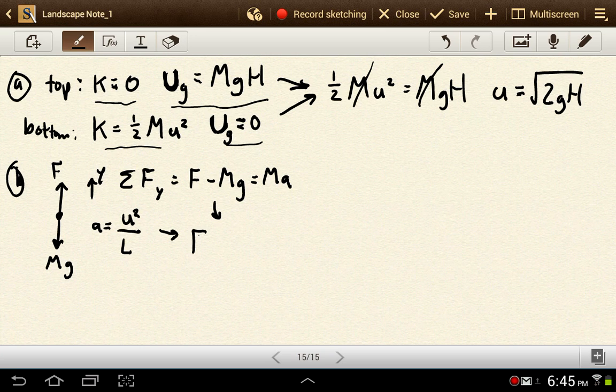the tension force in the vine is going to be equal to big Mg plus big M times u squared over L. And u, remember, we'd already solved for in part A, right? This is u up here.